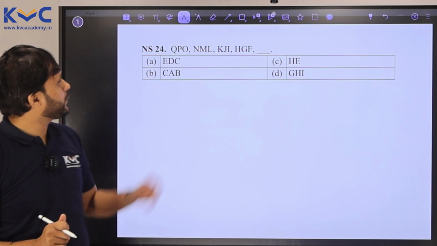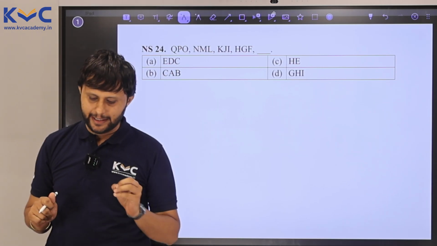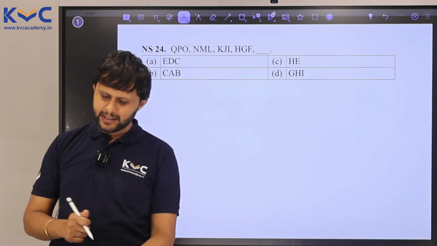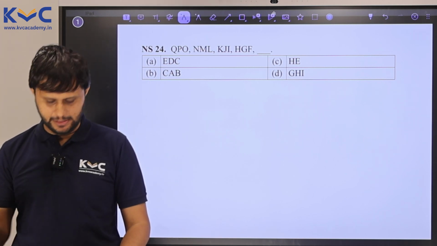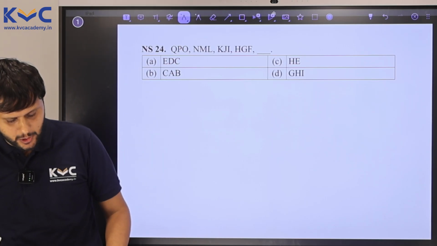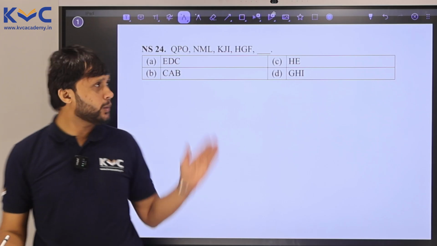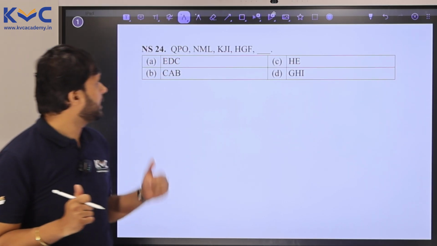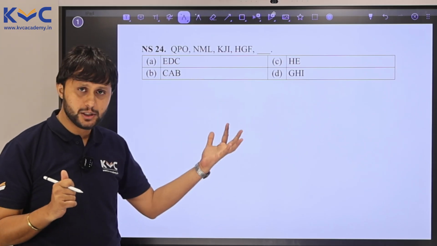Question number 24, we have Q, P, O, N, M, L, K, J, I, H, G, F. See only the first letter of each term, okay? If you see, we have Q and then we have N. So we are getting the letters in reverse order. And we have K, we have H.